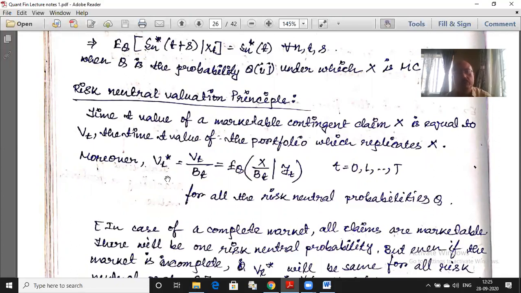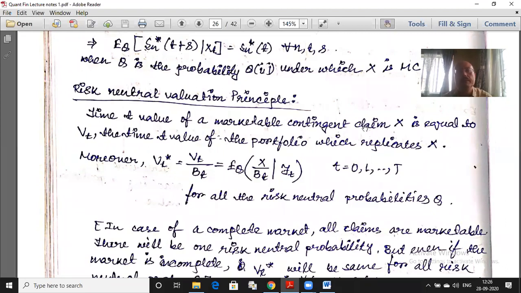And it must be true that Vt star, which is Vt by Bt, must be given by the conditional expectation of X by Bt, given information up to time t, under probability Q. And if Q is not unique, even then this has to be true. This result is for all the risk neutral probabilities Q. Going forward, we will always try to make sure that there is a unique risk neutral probability, but as a general principle, it has to be true for all the risk neutral probabilities. So Vt star must be equal to the conditional expectation under Q of X by Bt. X is the contingent claim.